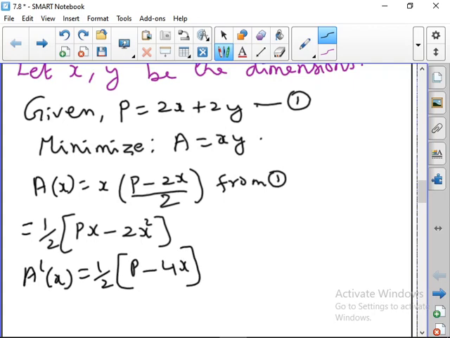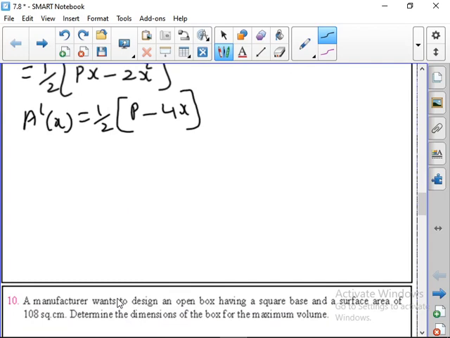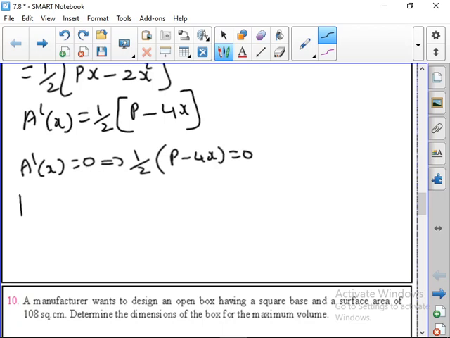Okay, so now we have to find A dash of x equal to 0. So A dash of x is equal to 0 means 1 by 2 into p minus 4x is equal to 0. Since 1 by 2 is not equal to 0, p minus 4x is equal to 0. So p is equal to 4x, so x is equal to p by 4.